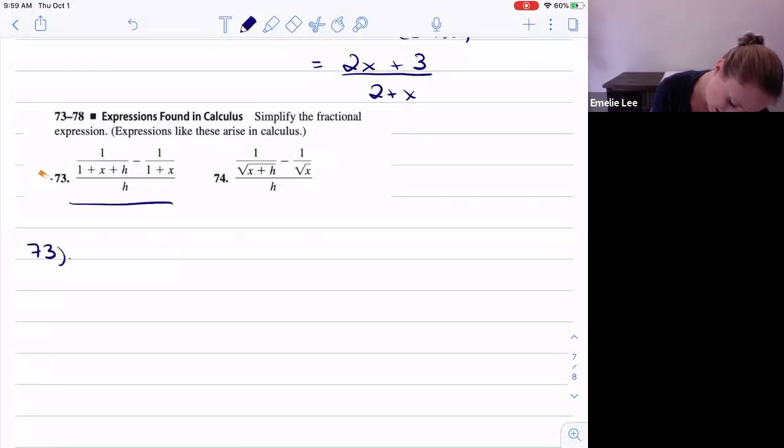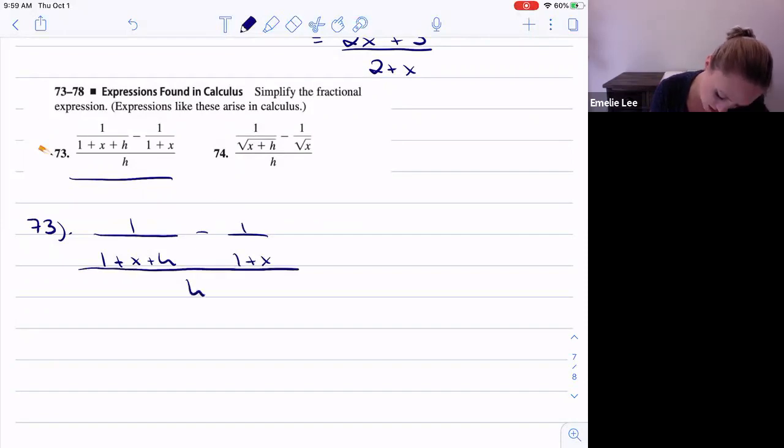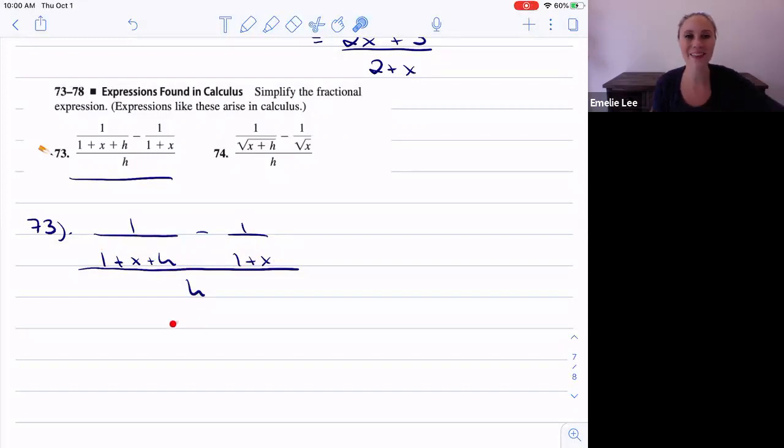So for 73, we've got this kind of compound fraction style thing going on here: 1 over 1 plus x plus h, minus 1 over 1 plus x, all over h. What I'm going to do first is put this numerator over a common denominator, and then treat h as h over 1, and then I'll have a fraction over a fraction that I can flip and multiply and simplify.